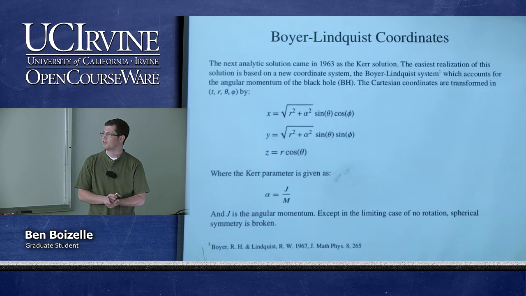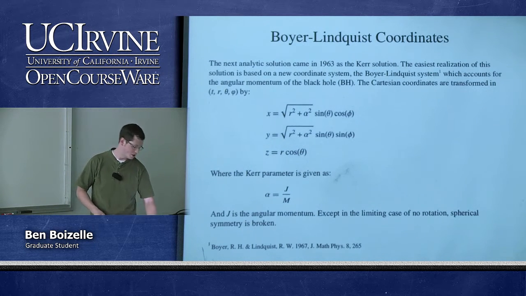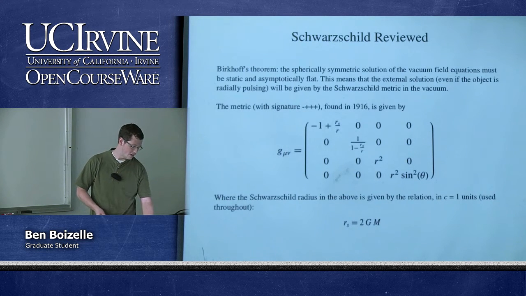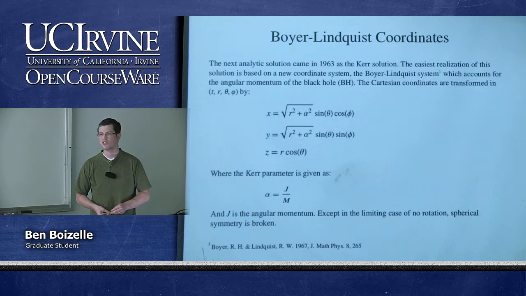One of the things that I forgot to mention from the first slide, you probably saw it, there's a symmetry. Let me actually just go back. A symmetry in this spherical case with no rotation, and Birkhoff's theorem says that the external solution, in other words, outside of the Schwarzschild radius, must be given by the Schwarzschild metric in the vacuum. However, in this case, where you do have rotation of the black hole, you break that spherical symmetry, and you no longer have the Schwarzschild solution being appropriate, at least in the fast rotator sense.